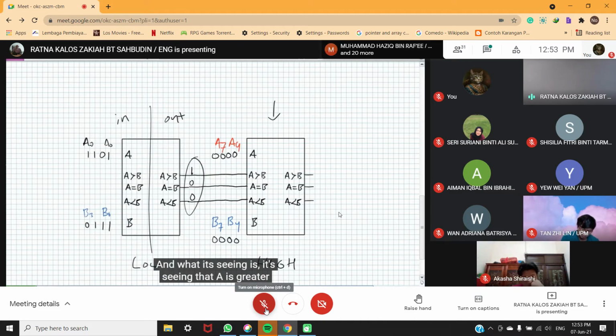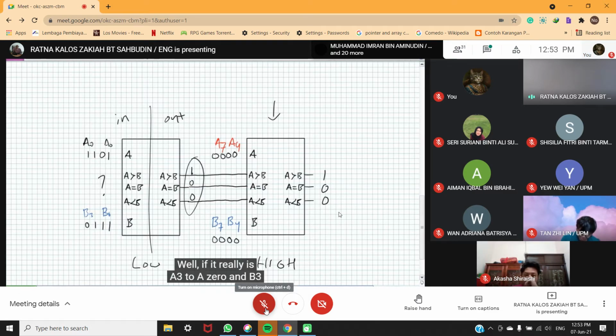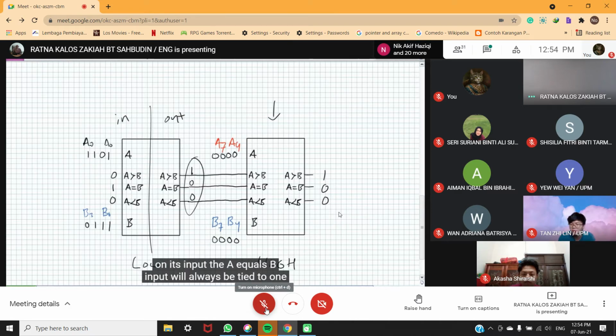And what it's seeing is that A is greater than B. It's going to go ahead and signify that. The question remains, what do I put here on the low order comparator? What are my inputs? Well, if it really is A3 to A0 and B3 to B0, implying that that is the lowest portion of it, that is the LSB. A0 and B0 are in fact the LSB. What's the previous relationship? Well, they're equal. What I need to do is put a 0 there, put a 0 there, and put a 1 there. So your lower order comparator, on its A equals B input, will always be tied to 1.